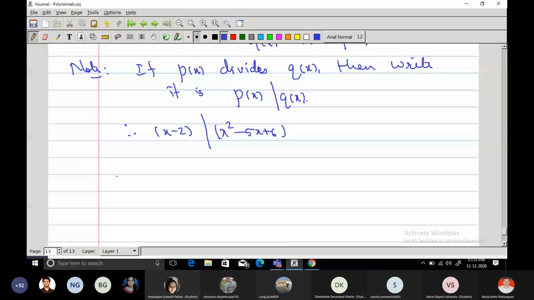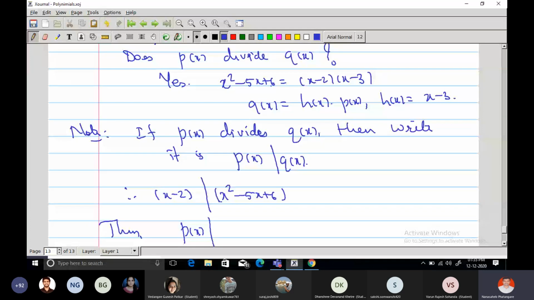Yes. Can you explain? x minus 2 divides x square minus 5x plus 6. Is it true? Yes.